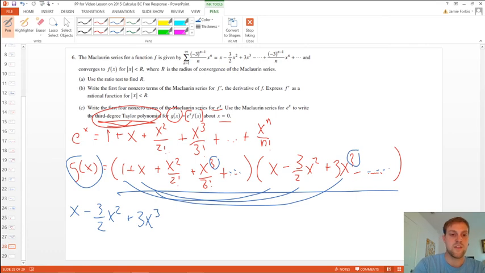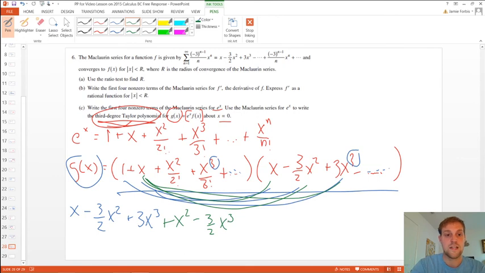All right, now I'm going to multiply everything by x. I'm going to do x times x, x times negative 3/2 x squared, and so on. That's going to be plus x squared minus 3/2 x cubed. If I did x times 3x cubed right here, that's actually going to take us to the fourth power, so I don't need to do that anymore. I'm only going to the third degree.